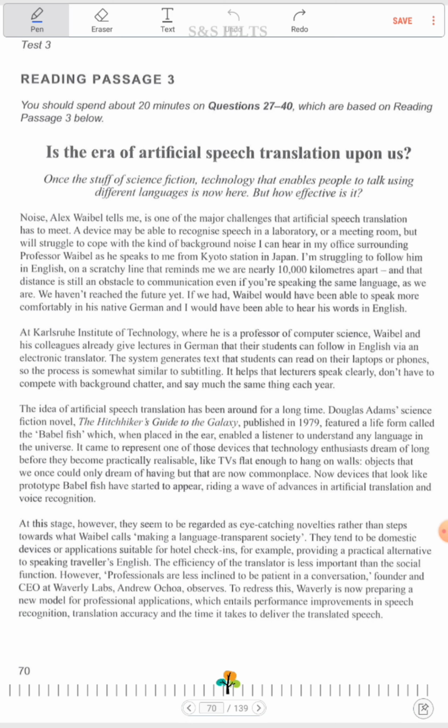Okay, everybody, let's quickly review what the text said. The text mentioned that at this institution lectures are given in German, but students can follow them in English using an electronic translator. The system generates text so students can read it on their devices, something like subtitling. The text highlights that the lecturers speak clearly, there's no background chatter to contend with, and they often say much the same thing each year. Look, everybody, this repetition and consistency in the content of the lectures aid the electronic translator in effectively translating the lectures from German to English for the students.